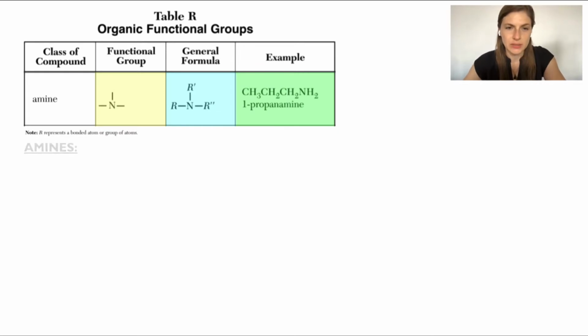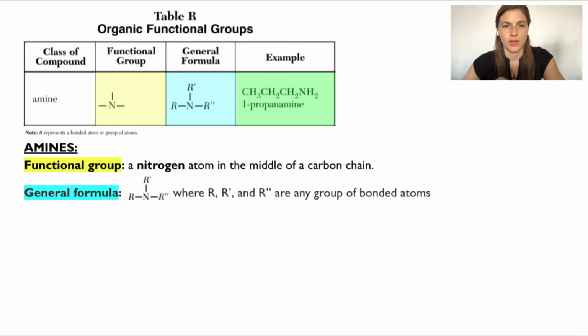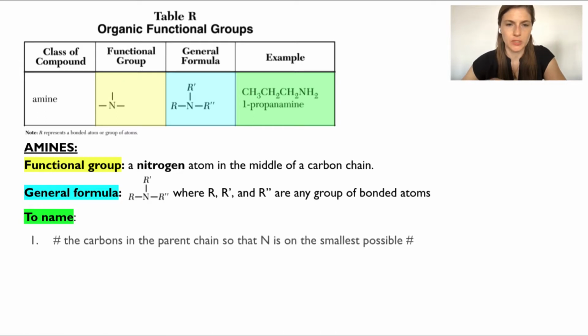So for amines, the functional group is a nitrogen atom in the carbon chain. Now, that nitrogen atom could be in the middle of the carbon chain, it could be at the end of a carbon chain, it can be anywhere in the carbon chain. The nitrogen atom could be bonded to 2 carbons, 1 carbon, it doesn't matter. It can still be an amine. The key here is that there is just a nitrogen atom coming off of the chain, and then often that nitrogen atom will be bonded to 2 hydrogens, but not always. It could be bonded to other carbon atoms as well.